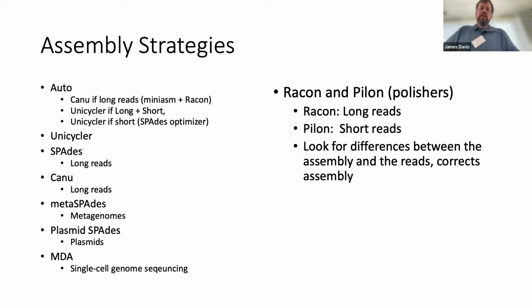Racon and Pilon are two different programs that attempt to polish, they call it polishing, the reads by doing some statistics on reads that are imperfect. I already spoke about the other ones here.